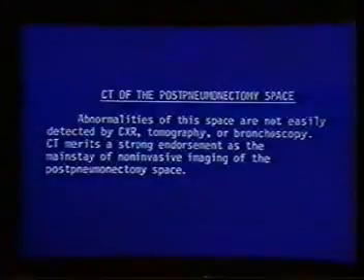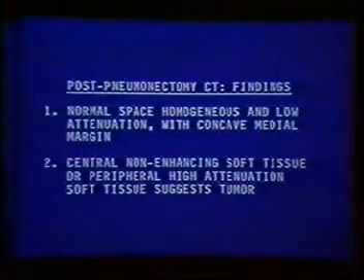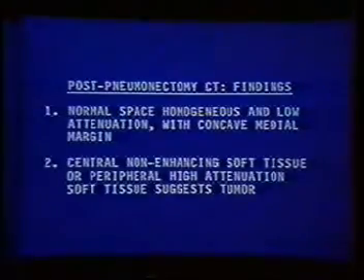After a patient's had pneumonectomy, the normal space tends to be homogeneous and low attenuation. I'll illustrate this in just a moment, and it tends to have a concave medial margin. As opposed to that, when you have recurrent tumor, it tends to give you central non-enhancing soft tissue as opposed to the central blood vessels, or else out in the periphery of the post-pneumonectomy space, instead of the usual low attenuation appearance, you'll get higher attenuation foci.